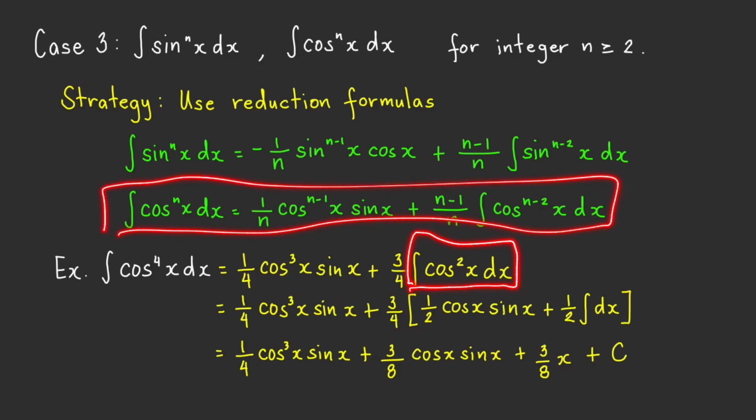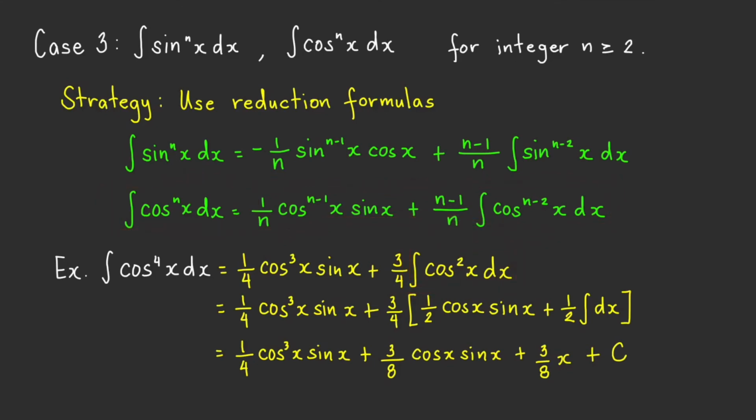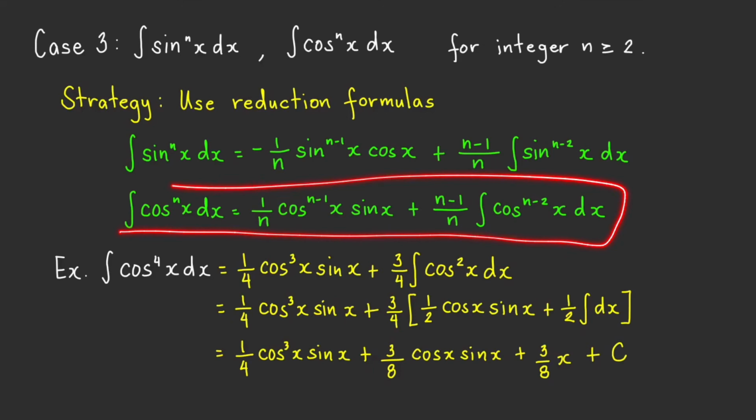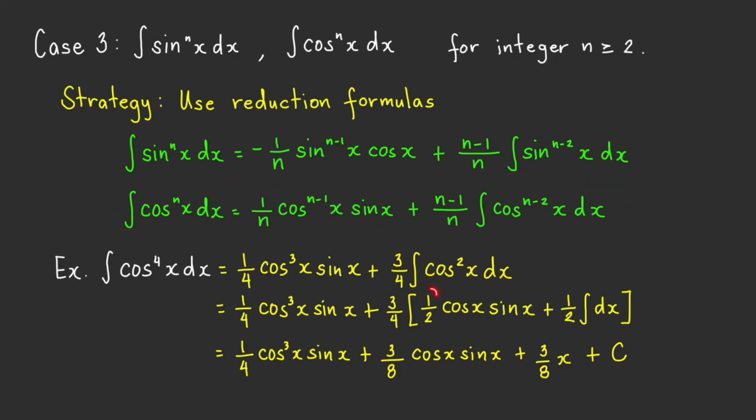So our n here is equal to 2. So using this reduction formula, we'll get 1 over 2. Okay, cosine raised to 2 minus 1 is 1. So cosine of x sine x plus 1 half integral of dx. Okay, because 2 minus 2 is equal to 0. So this becomes 1. So 2 minus 1 over 2 is just 1 half. And we can easily evaluate this one.